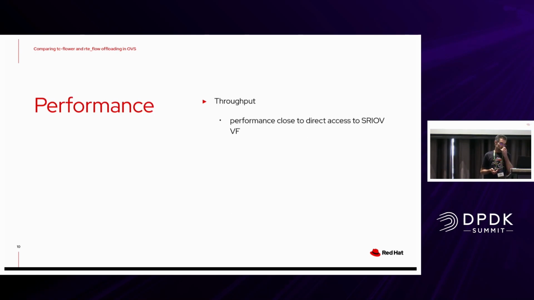Yeah, so I did some performance measurements. On the throughput side, there's nothing really surprising. We have good performance with TC-Flower and RTE flow. Once your flows are offloaded, there's nothing more to do, and the hardware is capable of handling this fine. I have some numbers, like more than 50 million packets per second.